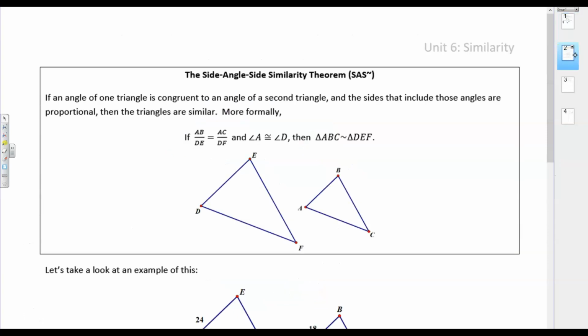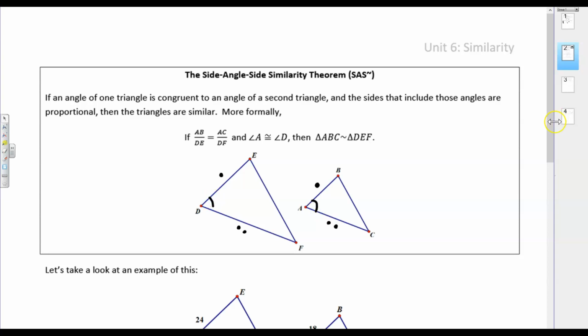Our next similarity theorem is the side angle side similarity theorem. And this is similar, but not exactly the same as side angle side, because in this one, we say that if two pairs of sides are in proportion to each other and the angle between them is congruent, then ABC is similar to DEF. So what that means is that side AB and side DE, they're not congruent, but they're in the same ratio as side AC and side DF, and that the angle between them would be congruent.